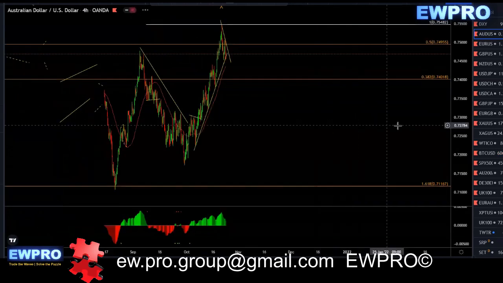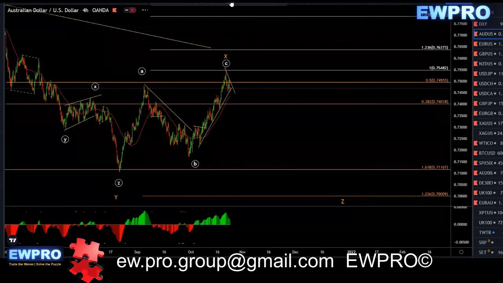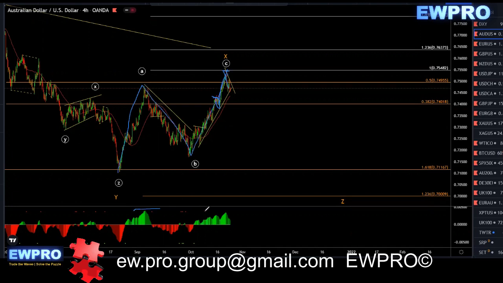On the H4, I think we were in here somewhere last week, and I said you can look for that buy up to the 100 fib. Well, we've bounced clean off that 100 fib now. So we've got an A, B, C. We do have bearish divergence here, so start looking for yourselves.